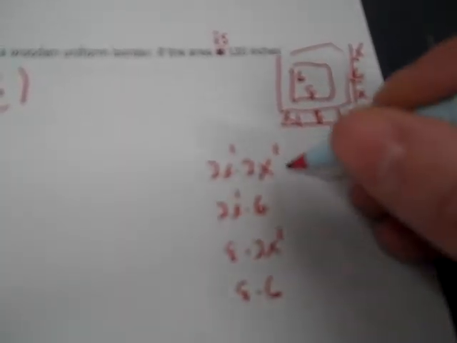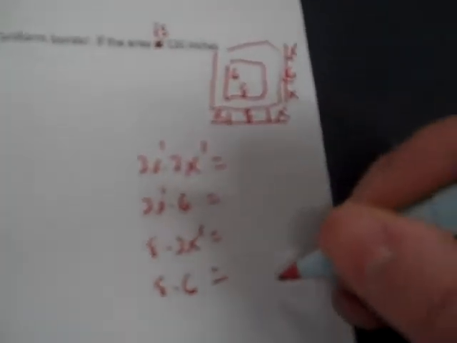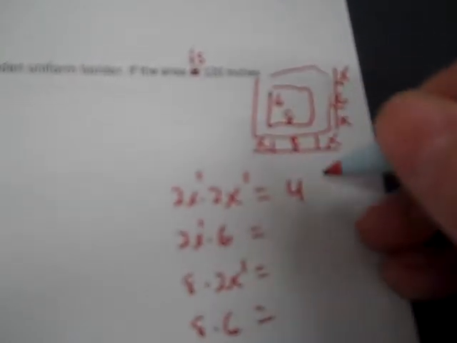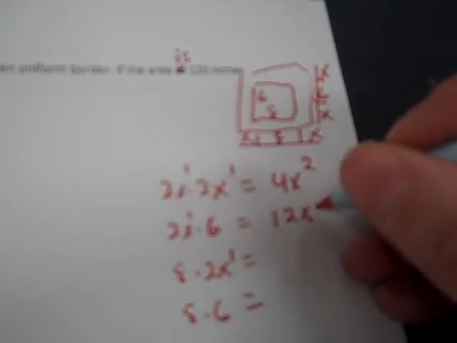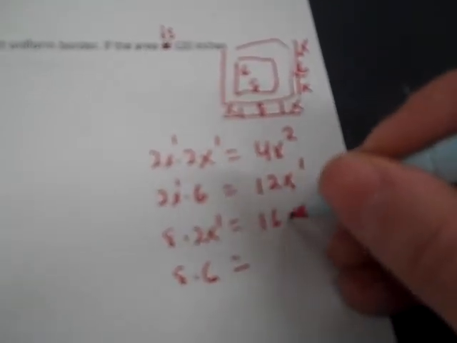Okay, so step 1, I take 2x times 2x. I take 2x multiplied by 6. I take 8 multiplied by 2x. And I take 8 multiplied by 6. So 1, 1, 1, 1. So 2 times 2 is 4, and that would be x to the second. That's 12, and that's just x to the first. 16x to the first, and 48. Okay, so check that off. That's done. Highest power is a 2.